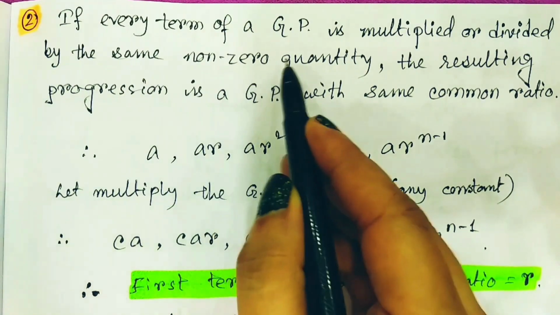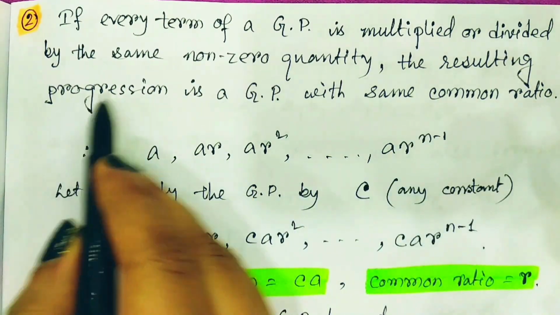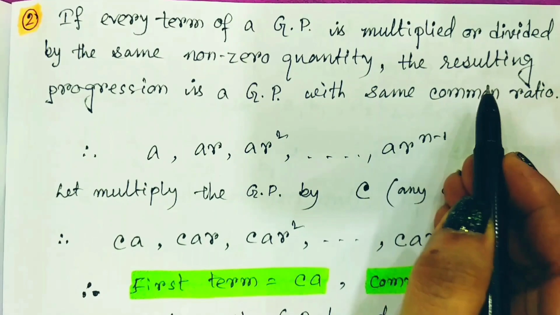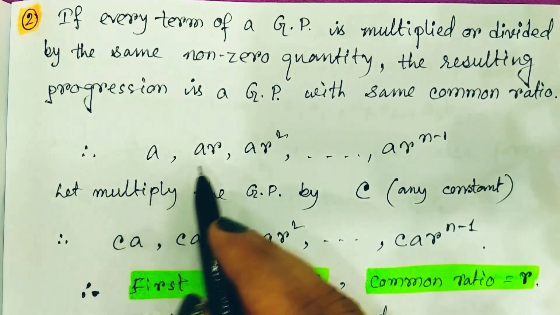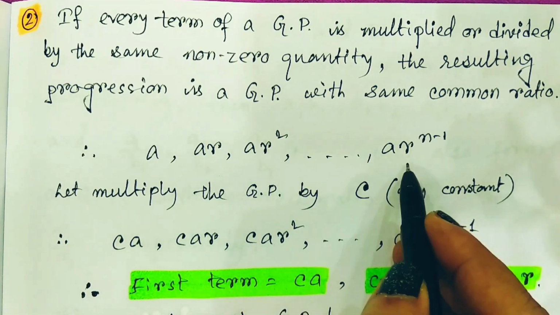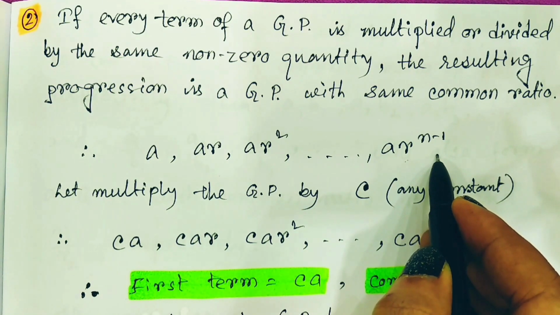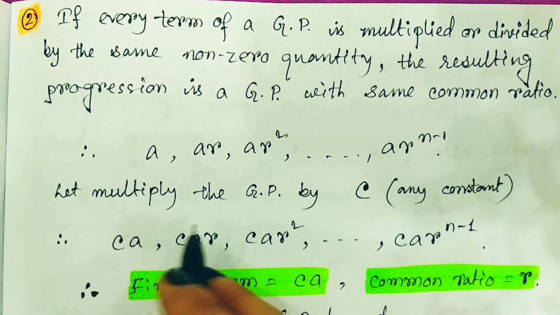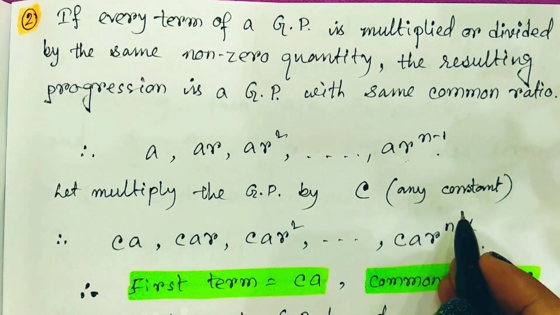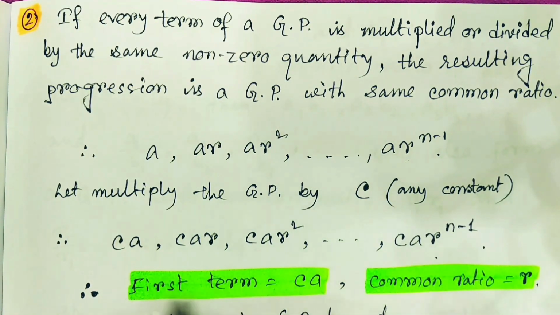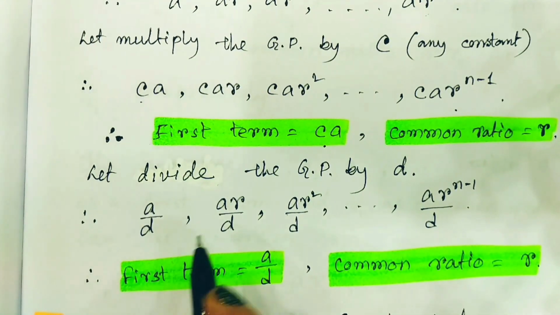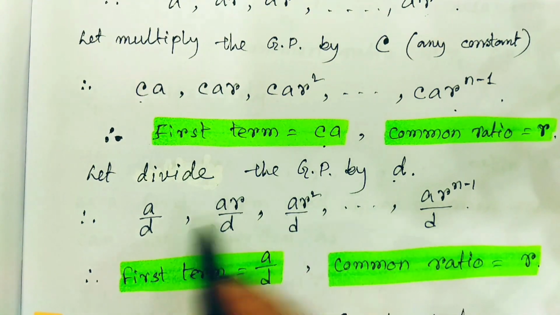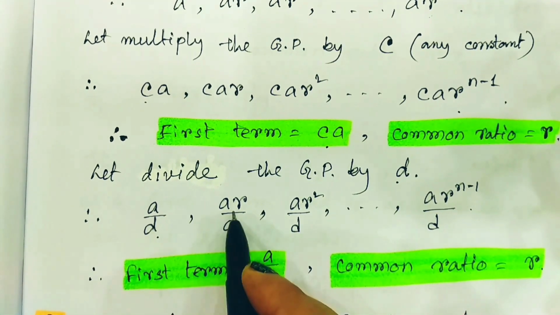Now it is the second property. If every term of a GP is multiplied or divided by the same non-zero quantity, the resulting progression is a GP with the same common ratio. So again let us take the example a, a r, a r square up to a r to the power n minus 1 as a finite GP series with n number of terms. Now let us multiply this series by c, any constant. So after multiplication we will get this one. So definitely here c a is our first term and the common ratio is the same r, no change is there. Likewise, if we divide the given series by a term d, so after that division, what we will find out, it is a by d, a r by d in this way.